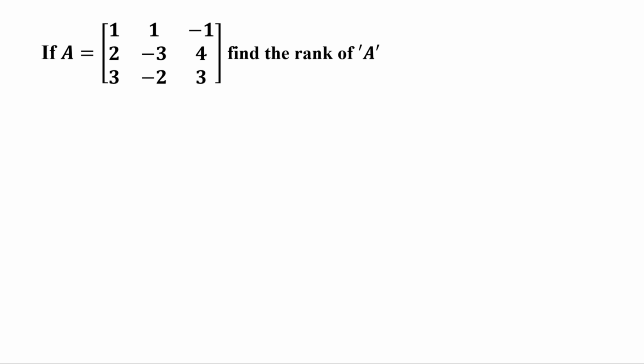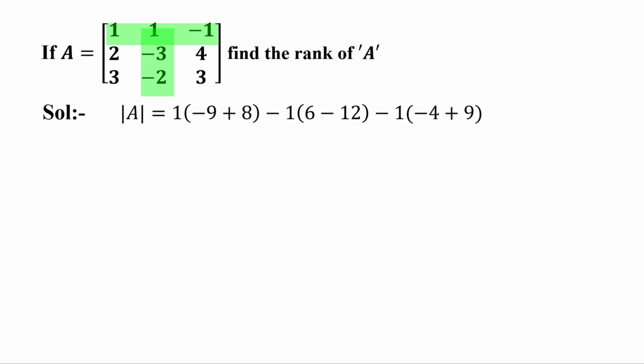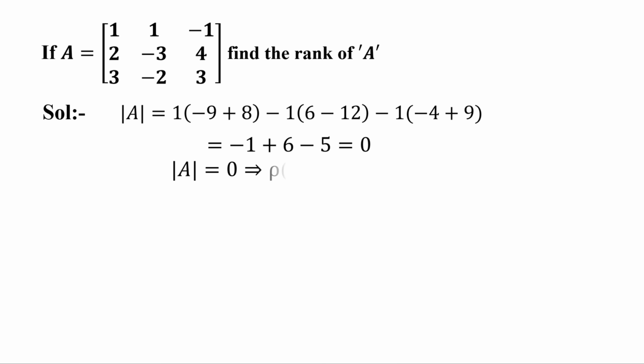Let's quickly move on to the next set of questions. Matrix A is a square matrix of order 3. We are asked to find the rank of matrix A. So finding the determinant of matrix A, we get 1 into minus 9 plus 8, minus 1 into 6 minus 12, minus 1 into minus 4 plus 9. Solving this further, this becomes 0. So that means matrix A is a singular matrix. So rank of matrix A will be less than 3.